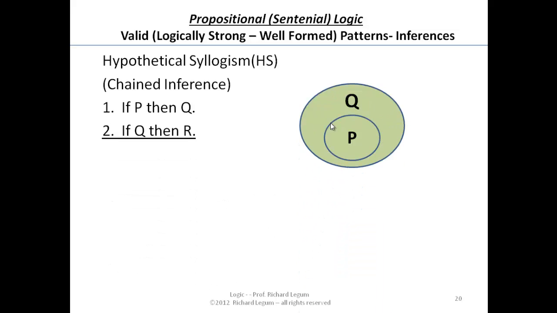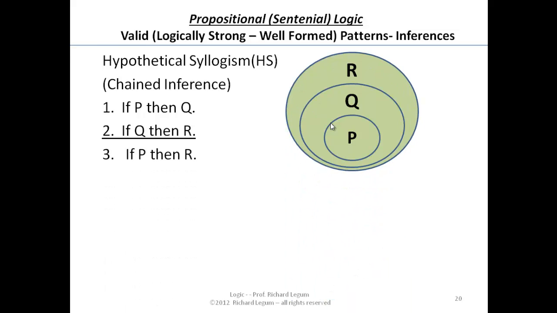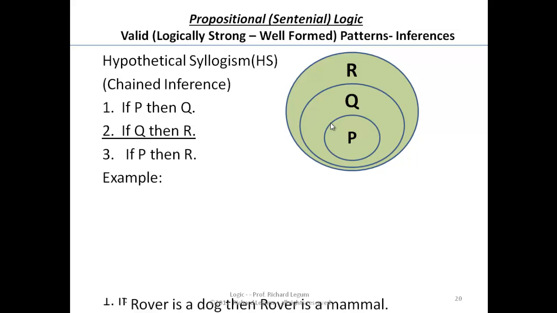Okay, so we saw the inference if P then Q, if Q then R. We're getting the bigger circles. Therefore, if P then R. But let's look at an example to help us understand this particular inference.